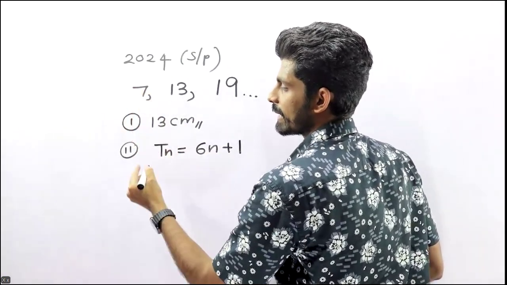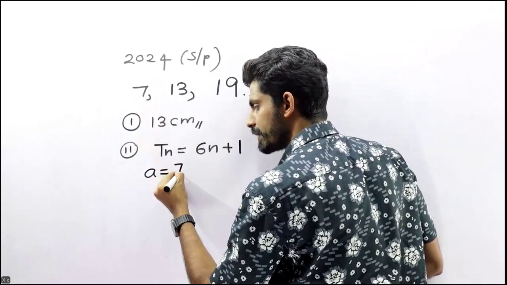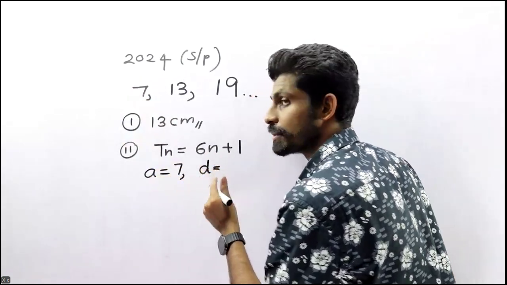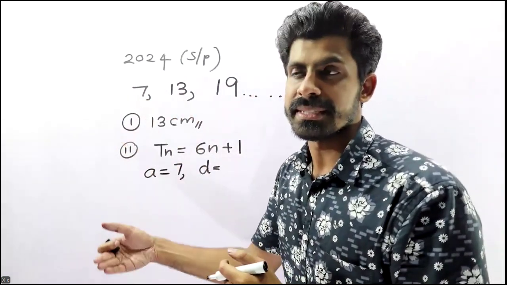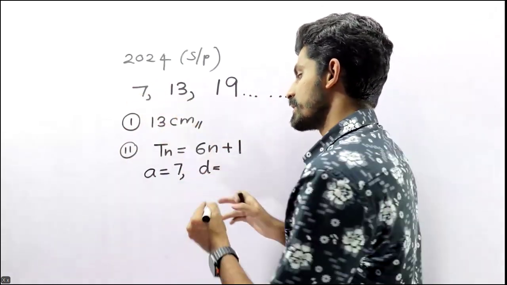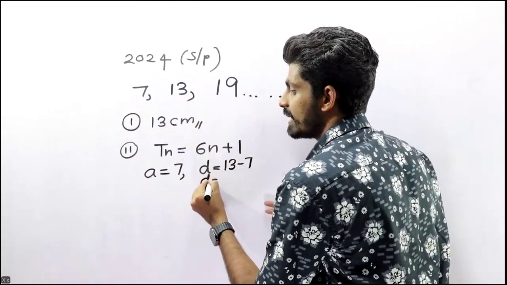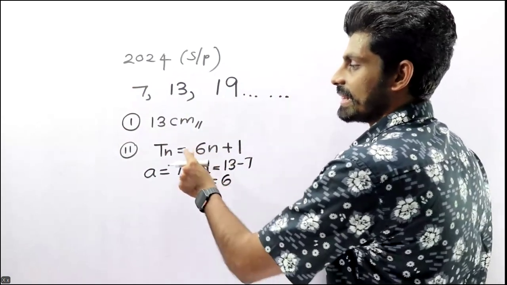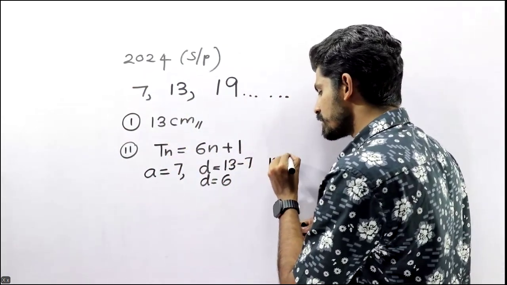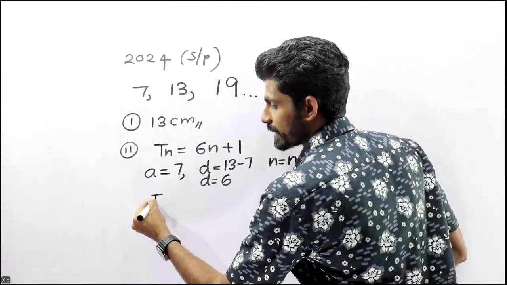I'm taking a equals first term, a equals 7. d equals second term minus first term, or post term minus pre-term. So second term minus first term, 13 minus 7, d equals 6. Then n we don't know the value, so n equals n. Then substitute. So what is the equation?